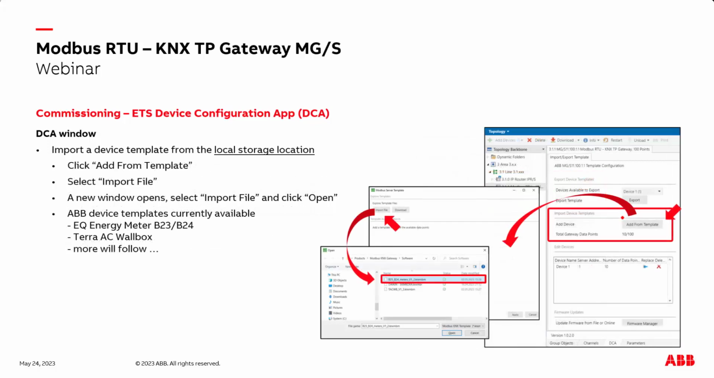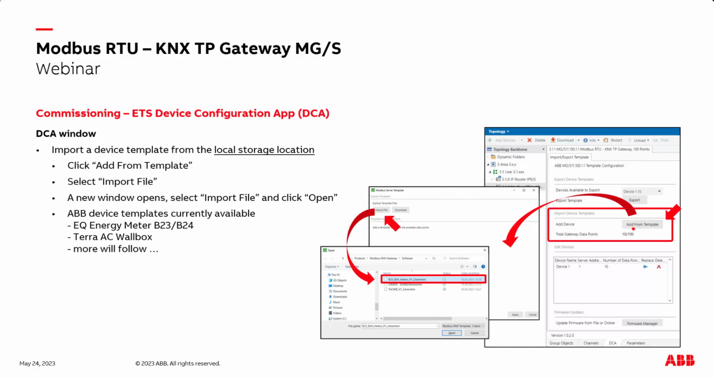So for us, when we work with ABB devices like the B-meter or our Terra Wallbox, we now have a so-called template for the B23, B24 meters and the Terra AC Wallbox. And more templates, of course, will follow for M4M and other devices. So how to use the templates? I think it's not difficult.